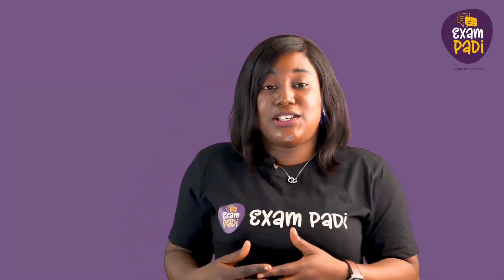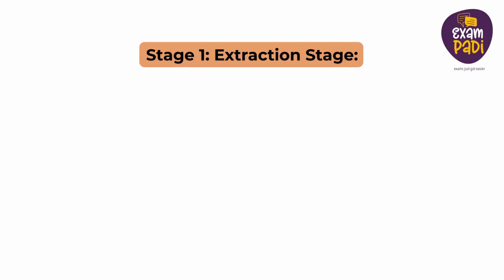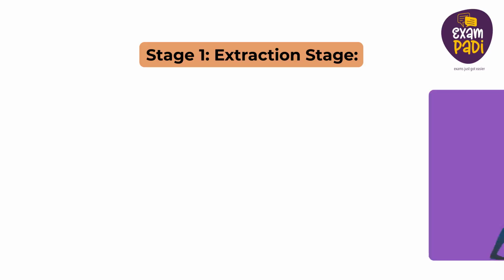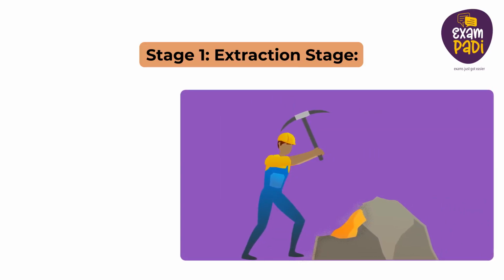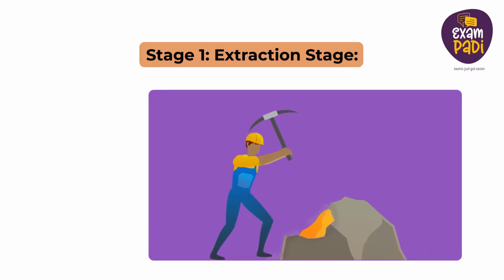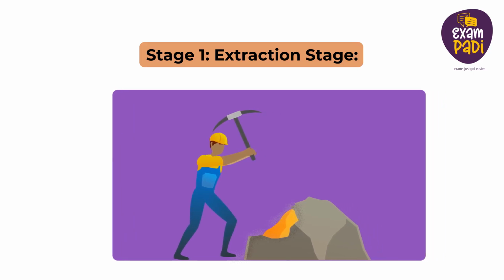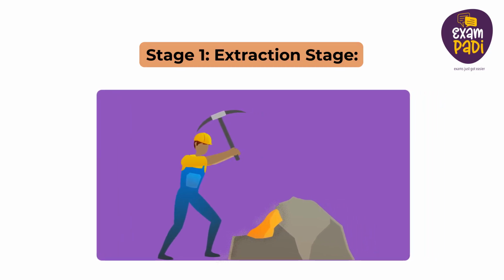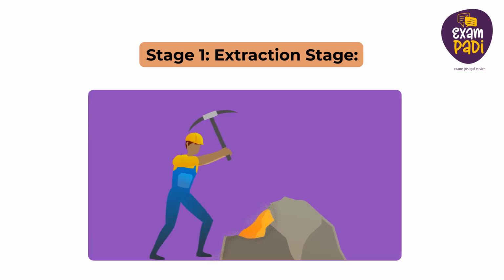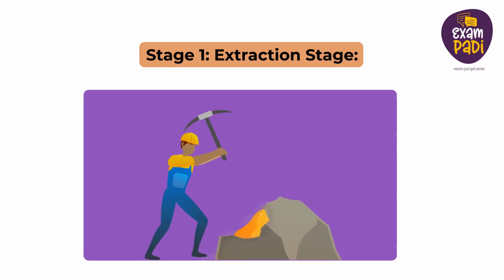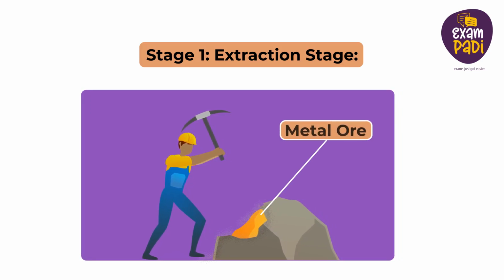Let us talk about the stages of producing metals. There are 3 stages of producing metals. The first stage is known as the extraction stage. In this stage, the rock containing the metal is dug from the soil with drilling and excavating equipment. The rock and the metal mixed together is called the metal ore, that is the impure metal.